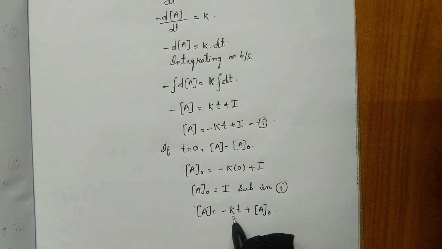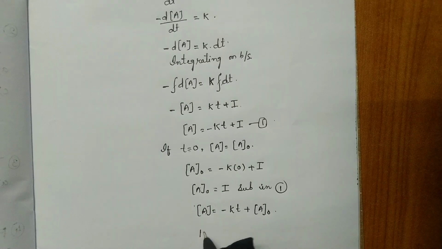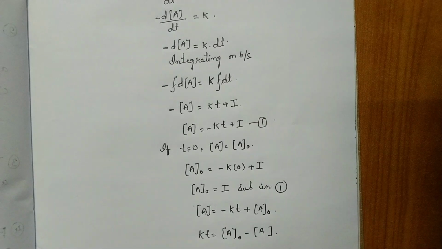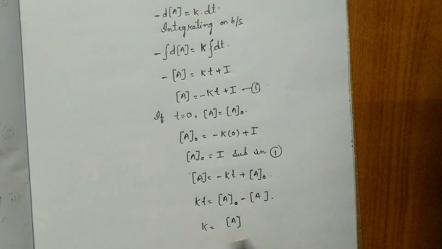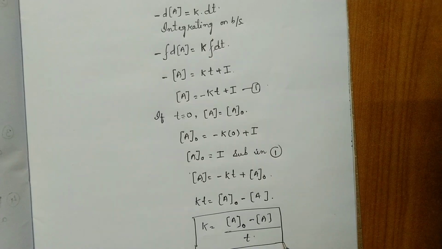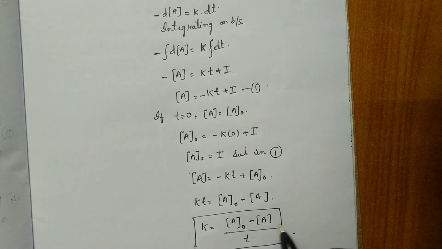Now transfer this kt to that side. What we'll get: kt is equal to the initial concentration [A]0 minus [A]. Now k is equal to, if we transfer this t to that side, then we will get the initial concentration minus the concentration of A, divided by t. So this is the rate constant expression for the zero order reaction.